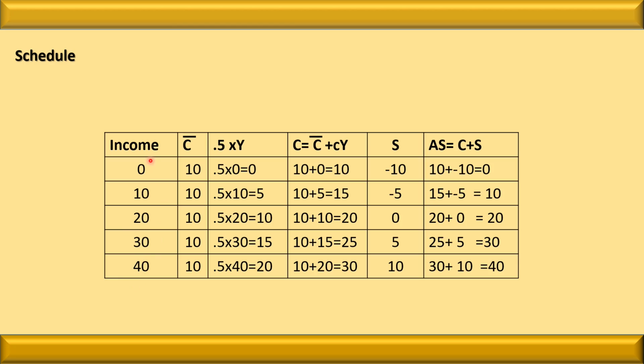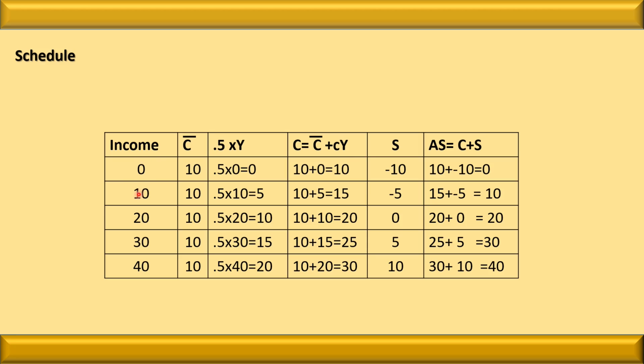In this schedule, we can see income, autonomous consumption, induced consumption, total consumption, saving, and aggregate supply. Remember one thing, aggregate supply means consumption plus saving. So aggregate supply has two components, saving and consumption. In this video, we will only discuss saving, not consumption, because consumption we have already discussed.